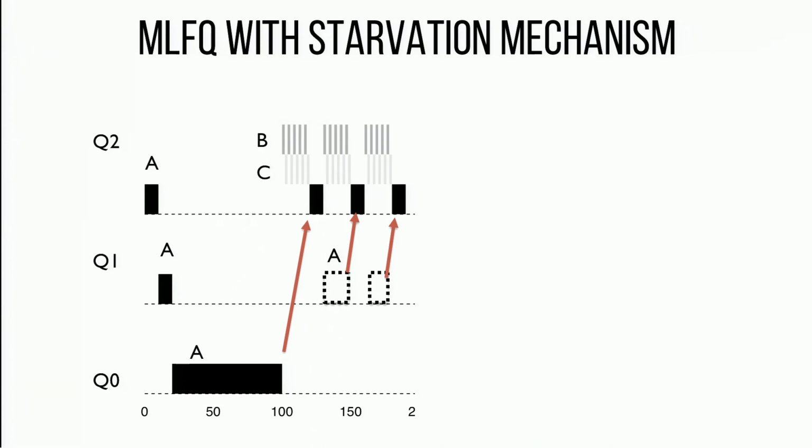Yeah? Since A used all of its time slice, why didn't it get demoted again? Here, it used all of its time slice, so it got demoted again. That's what I'm trying to draw with these dashed lines to show it gets demoted, it just doesn't get to run there.